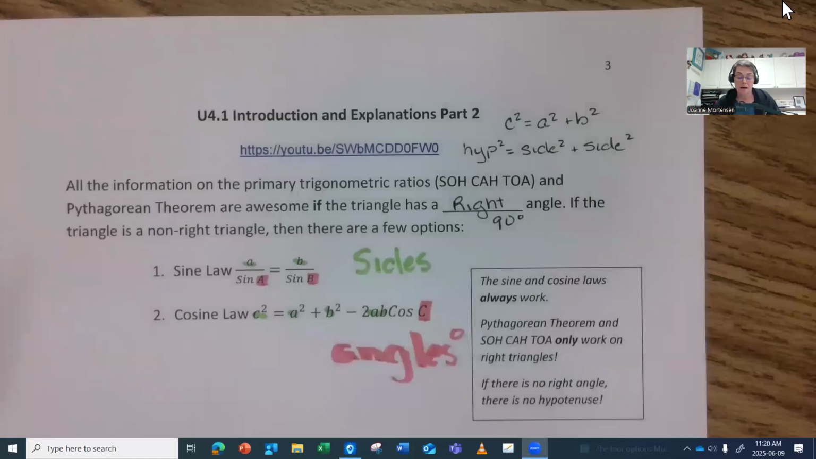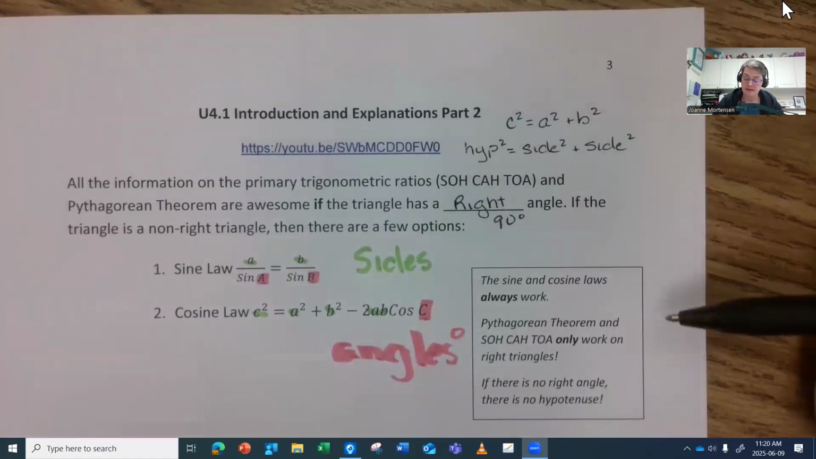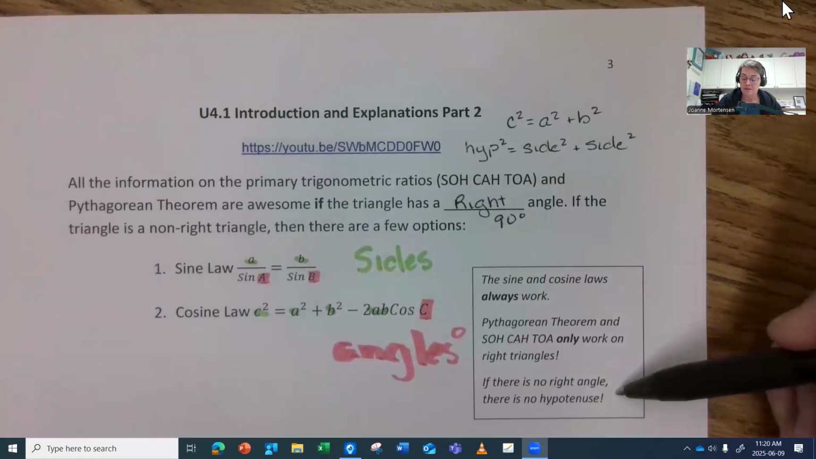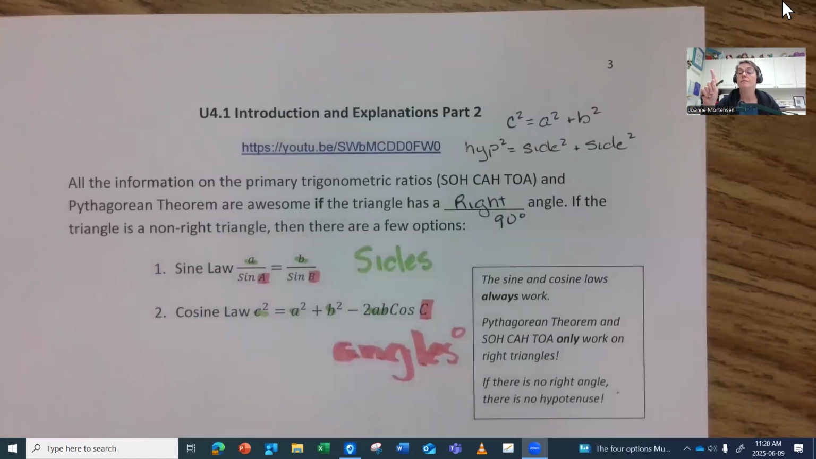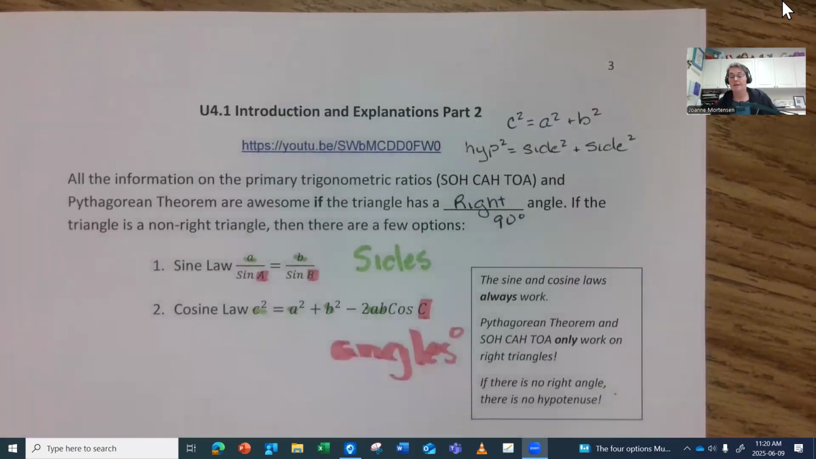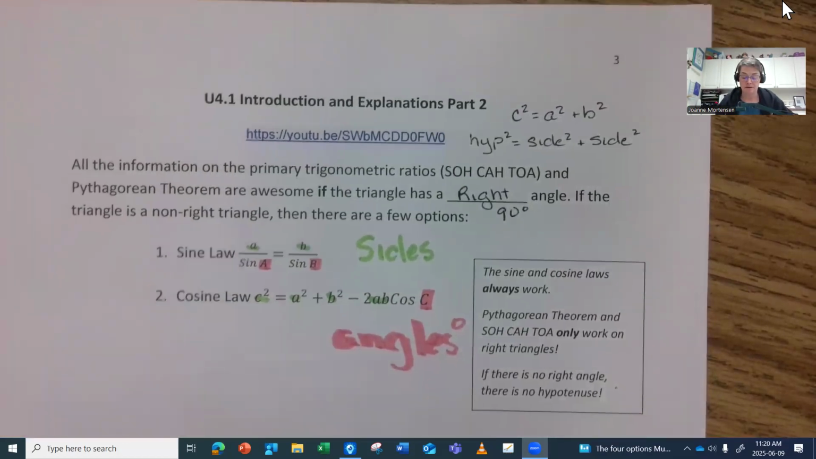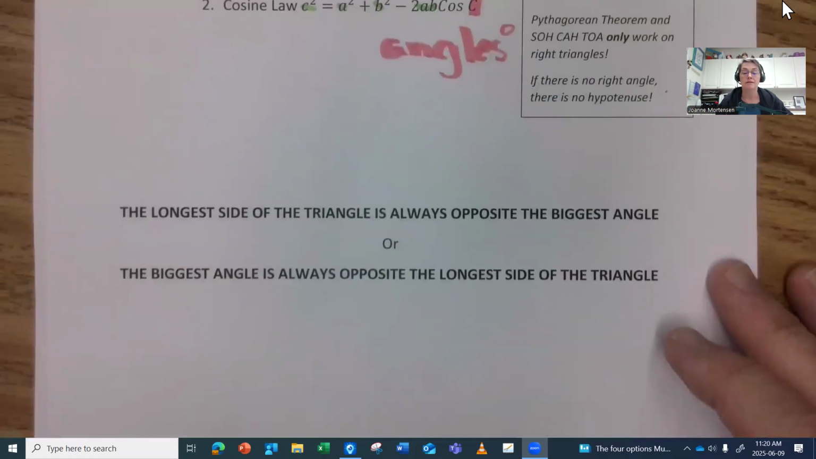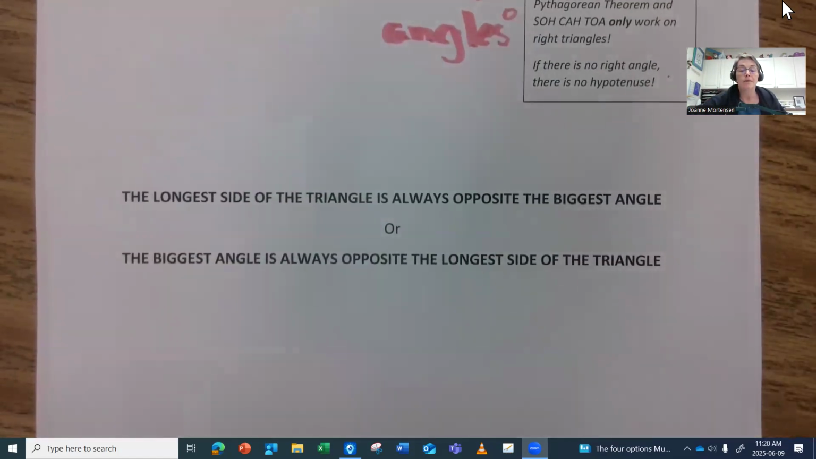A little side note to remind me to say: you can talk about the longest side, but you can't use the word hypotenuse anymore, because that means there's a right triangle. Anyway, those are the two laws we're going to use. The other thing we need to know, I will do what's written on the page first, and then I will do a drawing underneath. All right, the longest side of a triangle is always opposite the biggest angle.